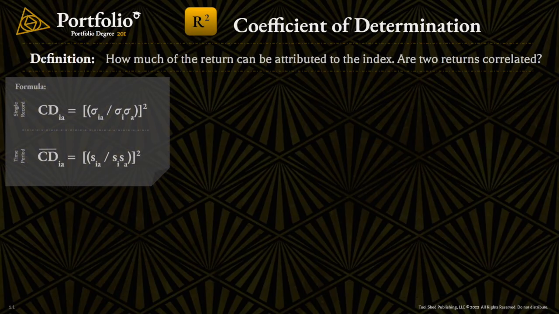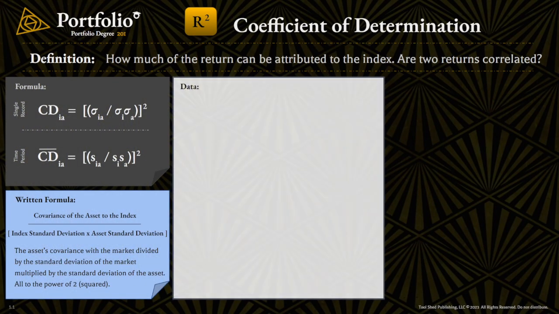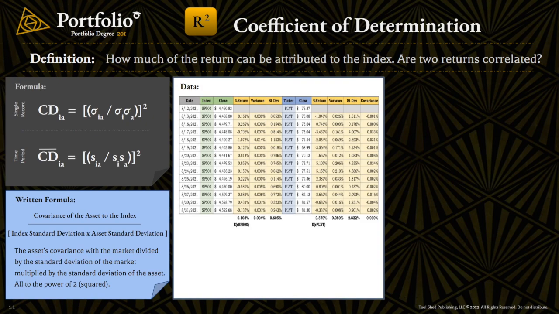R squared is the coefficient of determination. This is a measure that you can use to determine how much of a return can be attributed to a particular index. In other words, it's a measure that you can use to see how much two things are correlated. And correlation is a fun word for me because it means something mathematically, and I hear people use it in business settings all the time fairly loosely.